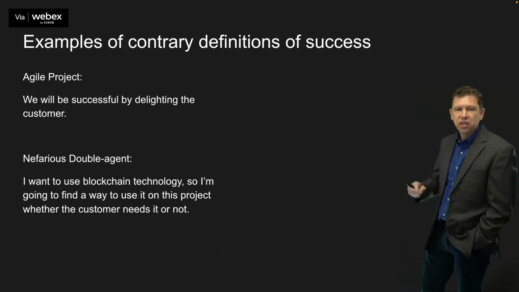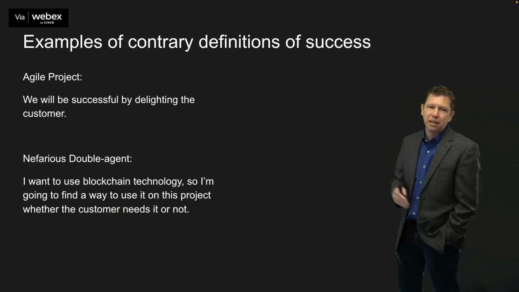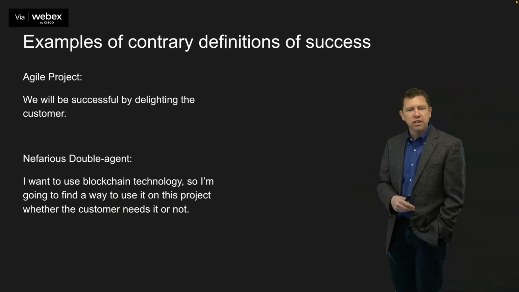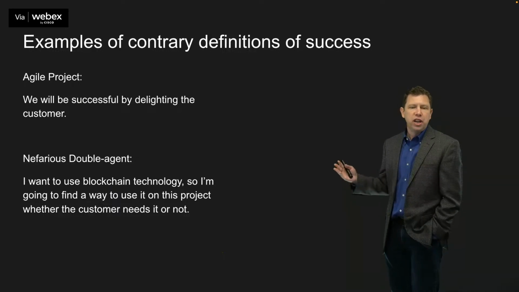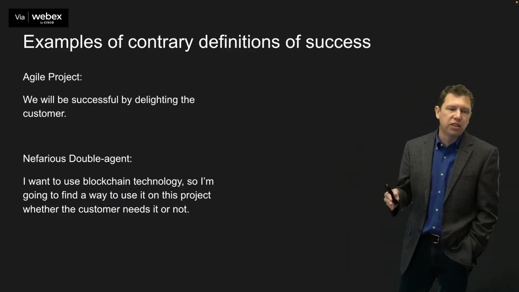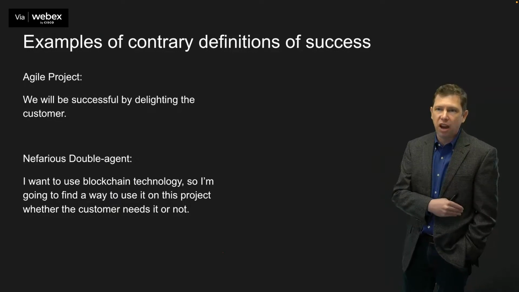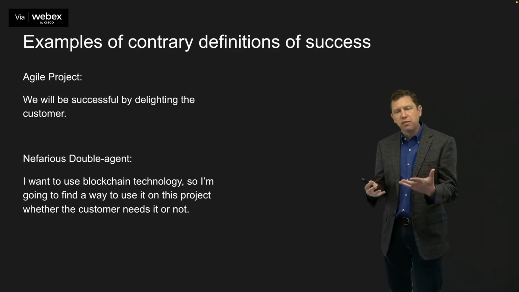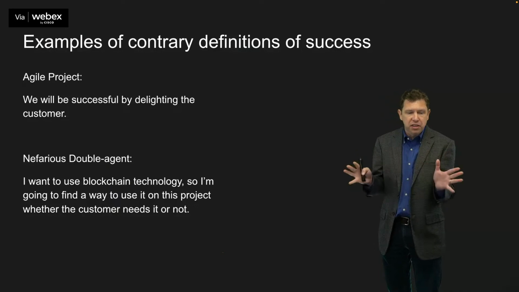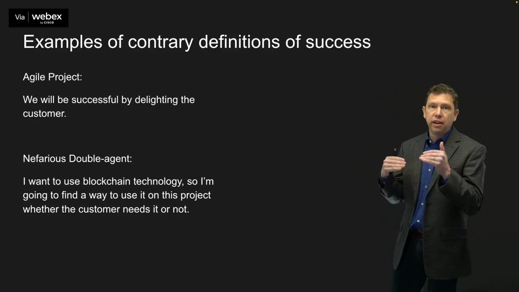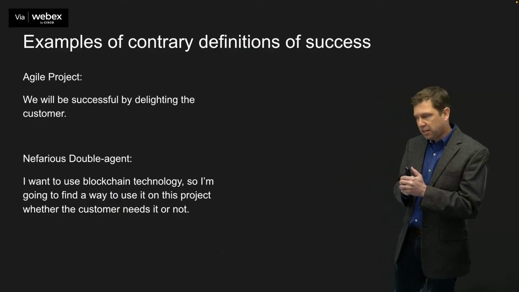Another one: an Agile project says we will be successful by delighting the customer. A nefarious double agent might be saying, I want to use blockchain technology, so I'm going to find a way to use it on this project, whether the customer needs it or not. So those are examples of things that you might experience. You may have seen stuff like this, where there are different definitions of success.